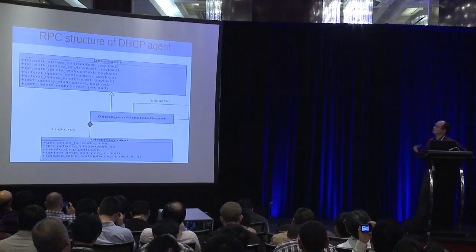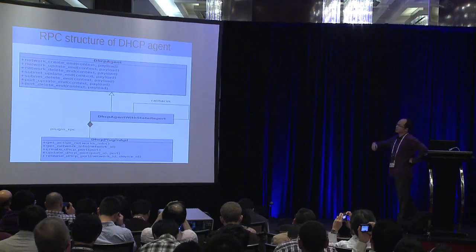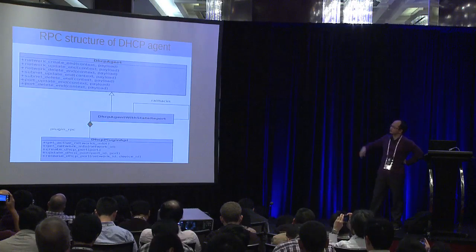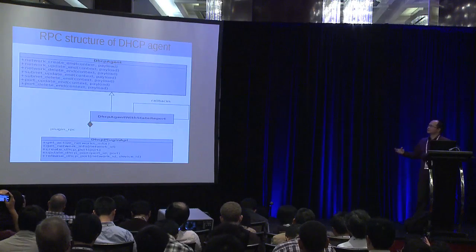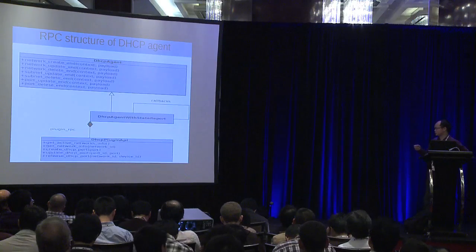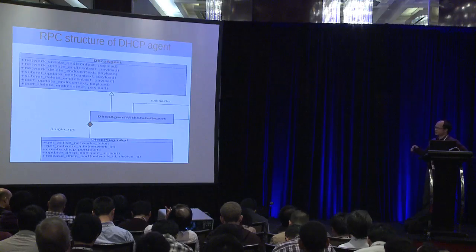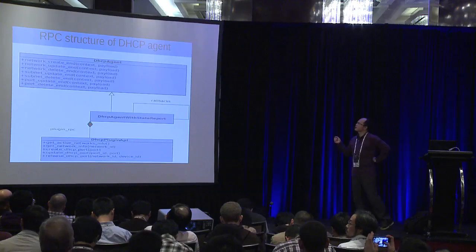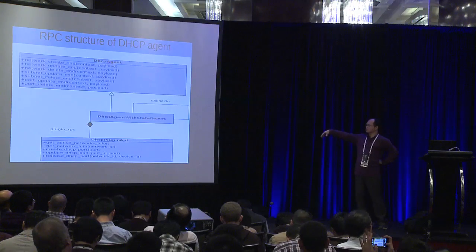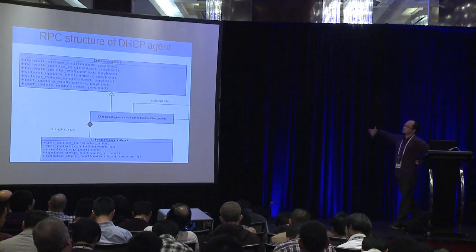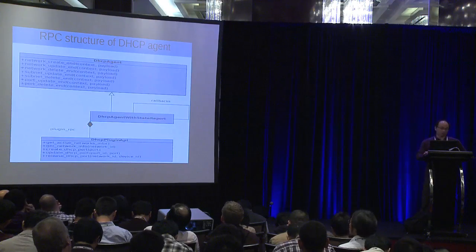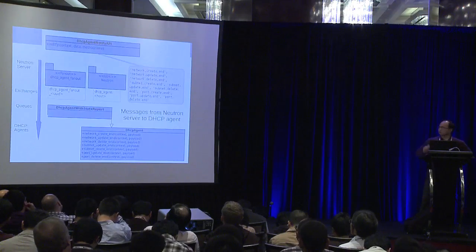So we have more RPC structures. This is the DHCP agent. You can see that it has the same pattern as the OVS L2 agent. At the bottom, it is a plugin RPC object that is used to communicate with the plugin server, and it also defines some callback functions that are used to receive notifications from the plugin.